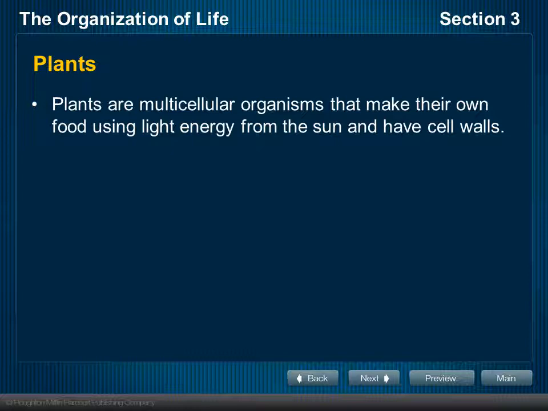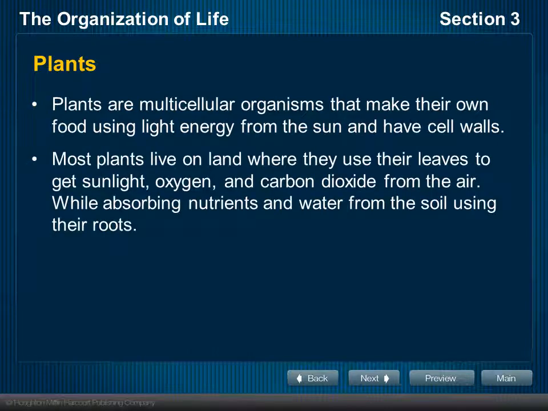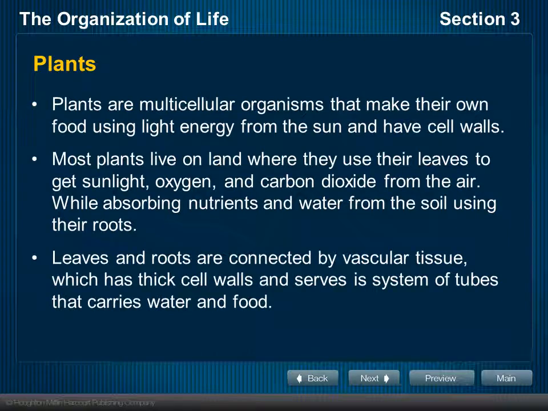We'll move on to plants. Plants are multicellular. They make their own food using light energy from the sun. They have cell walls. That's the basic definition of a plant. Most plants live on land, and their leaves are very important appendages. They use their leaves to get sunlight and carbon dioxide and give off oxygen. They have roots, which are also very important appendages, that absorb nutrients and water from the soil that the roots are in.